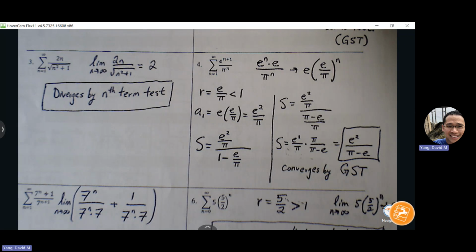Number 6 should be easy for us to spot, right? That it's already in that geometric series form. My ratio is greater than 1. I can just quickly say that my series diverges by the geometric series test. You can also say nth term test for this and say it diverges, but either one's fine.